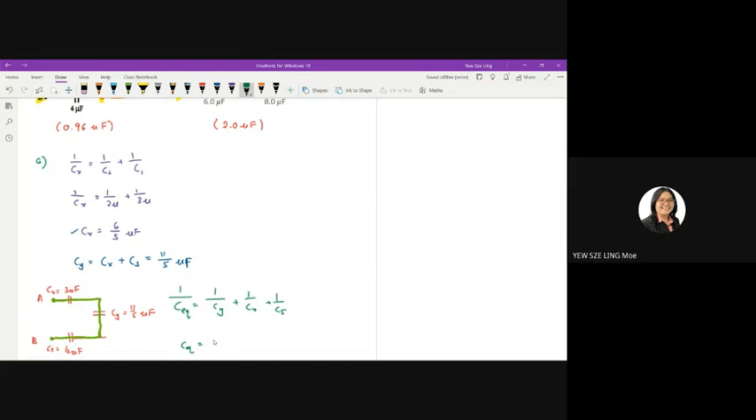CEQ is equal to 0.96 microfarad. Done. That is the answer, and that is how you solve it. So I give you 1 minute to write it down. Then I will go through questions B quickly with you guys.